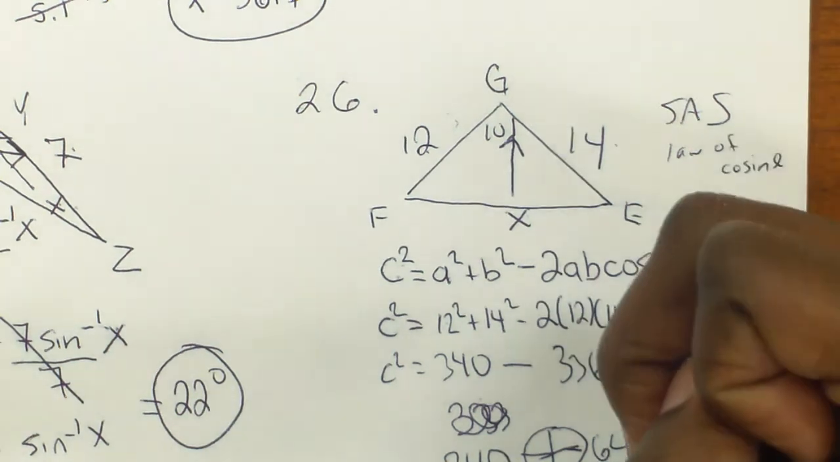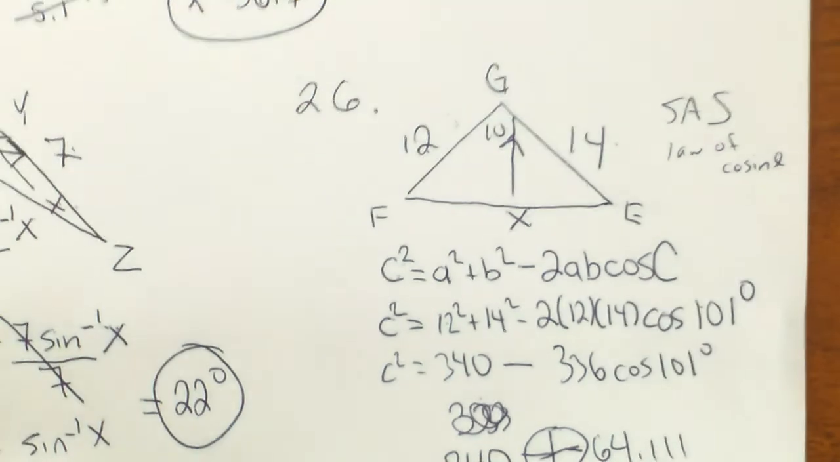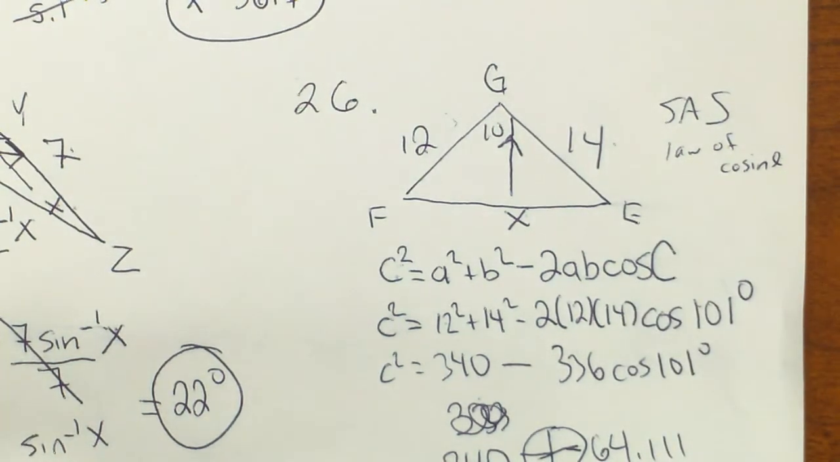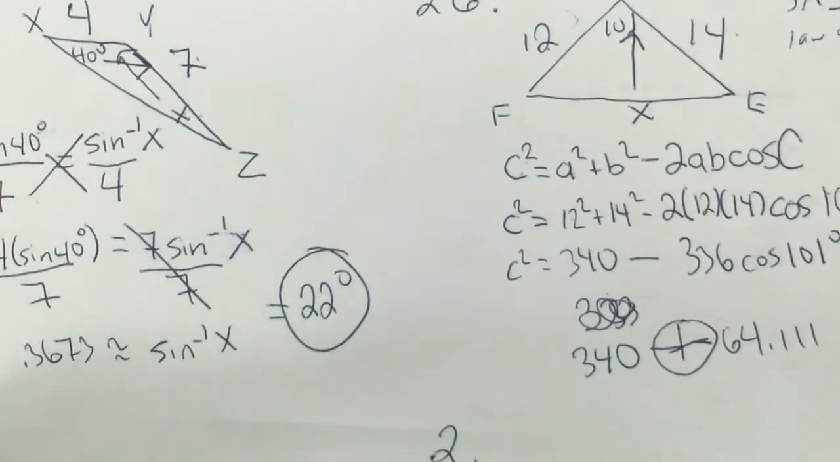And so on number 26, I did something wrong. Oh, what did I do? Let me pause. I didn't do anything wrong. I'm just stupid. Okay.